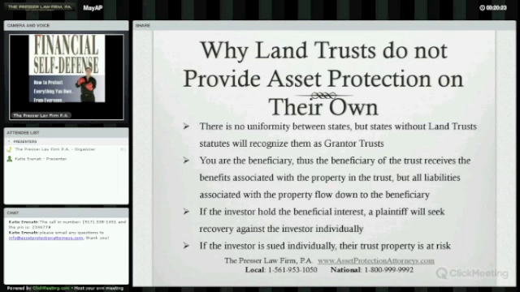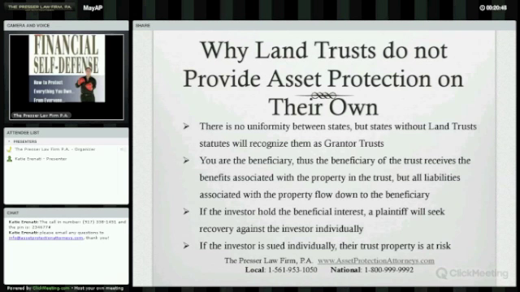What that means is that if, God forbid, anyone ever gets injured on the property and they go after suing the trust, they might be able to go after the beneficiary. And if you're the beneficiary as an individual, they might be able to go after you. And again, a lot of this depends just how the trust is set up and what terms and clauses are in the trust agreement. If the investor holds the beneficial interest, a plaintiff will seek recovery against the investor individually, and that is the absolute most important.